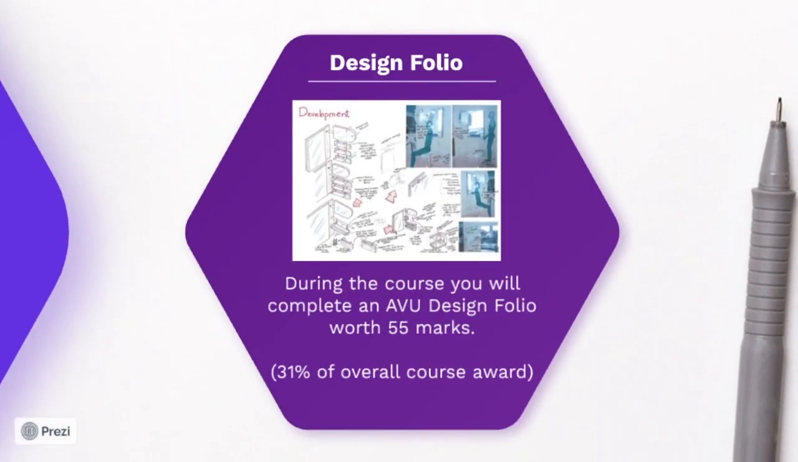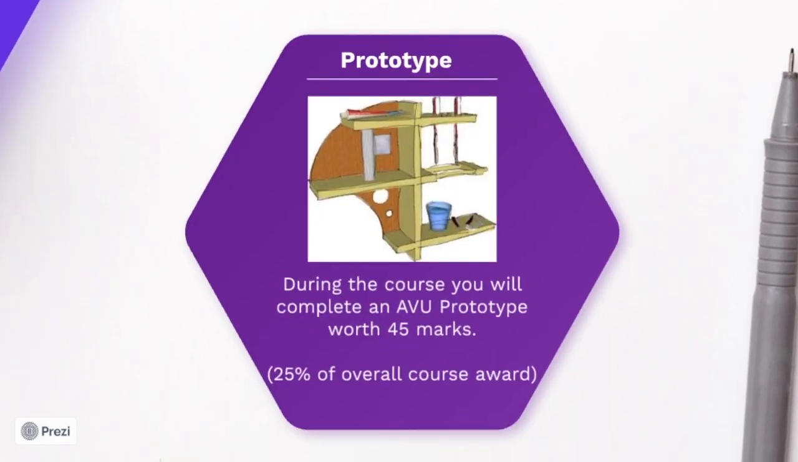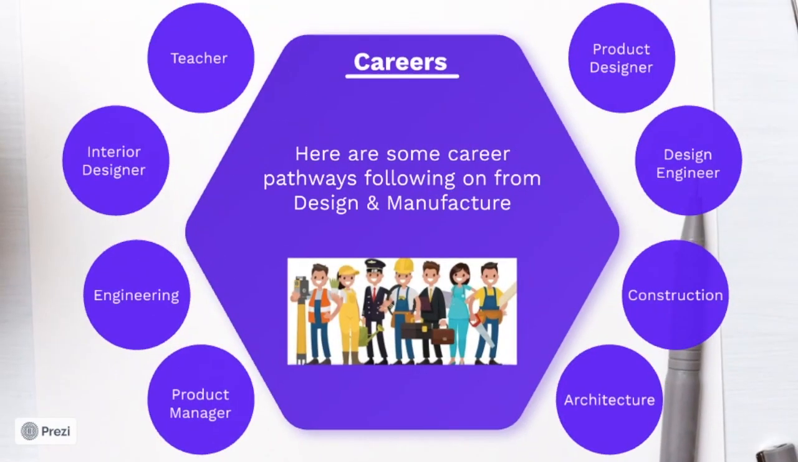The next one is a design folio. During the course, you will complete an added value unit, which is a design folio worth 55 marks, and this is worth 31% of your course award. The last one is a prototype. You will then create the product that you have designed throughout your design folio, and that is worth 45 marks, which is 25% of your overall course award.